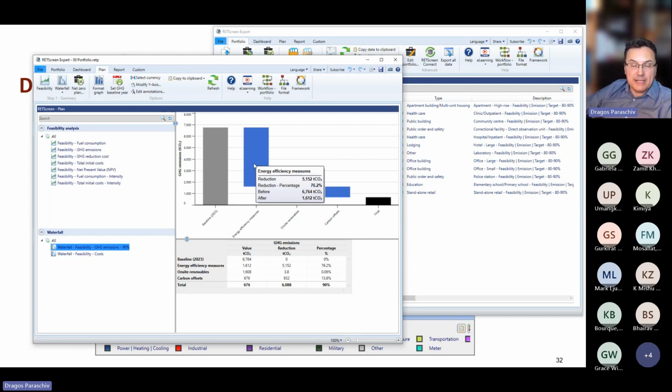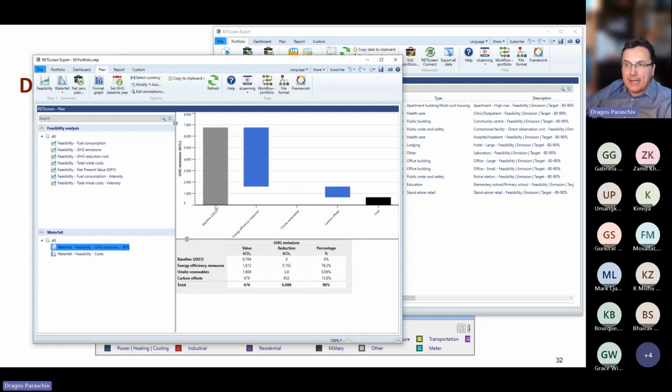Remember the significant reduction in natural gas consumption because we use heat recovery. We also have on-site renewables. In this case, we only have it for one store. We activated that measure for one store. The other ones are not included. You can see here that we first reduce emissions by implementing energy efficiency measures. Then we implement reduction of emissions through renewable energy. And then for the balance to our target, we have carbon offsets.